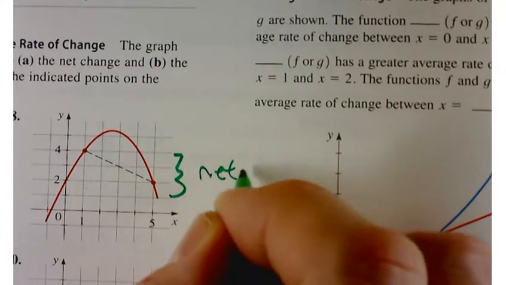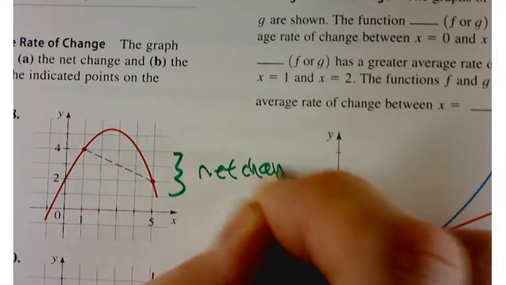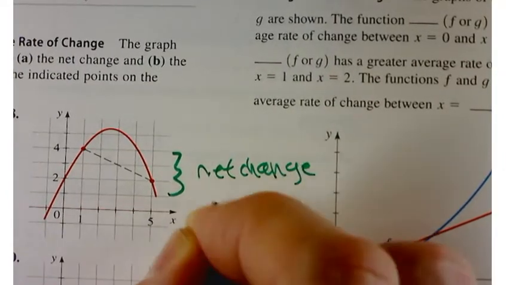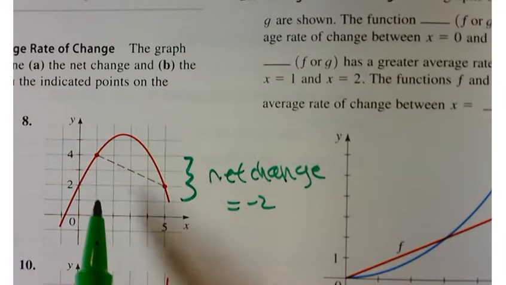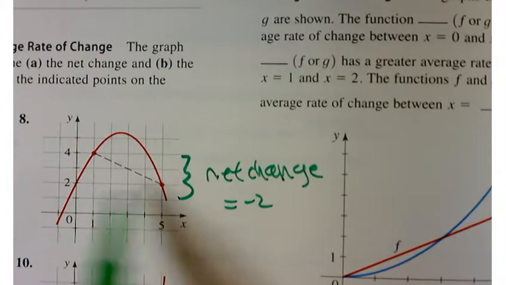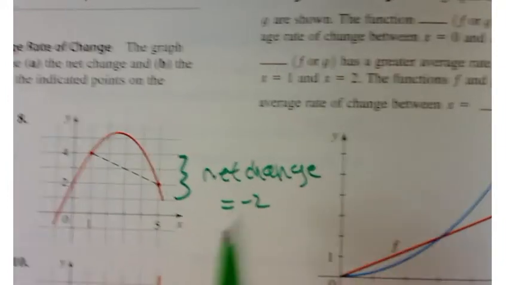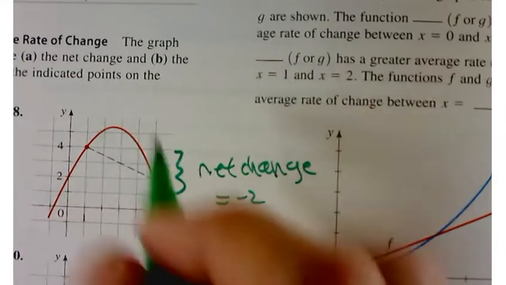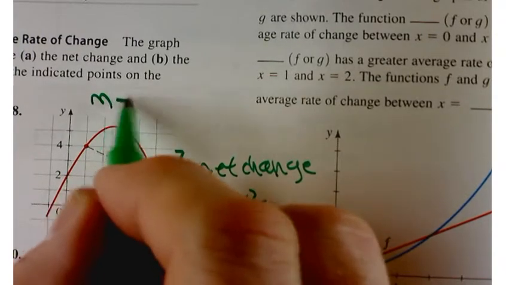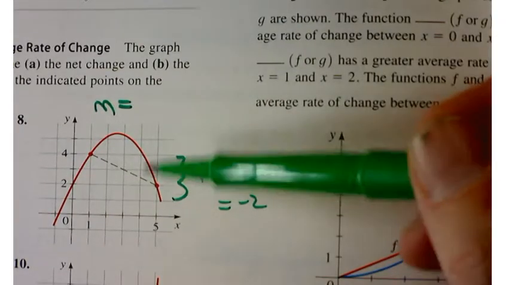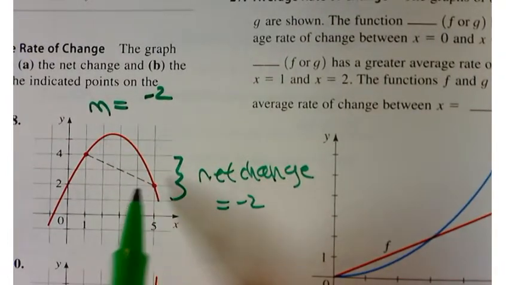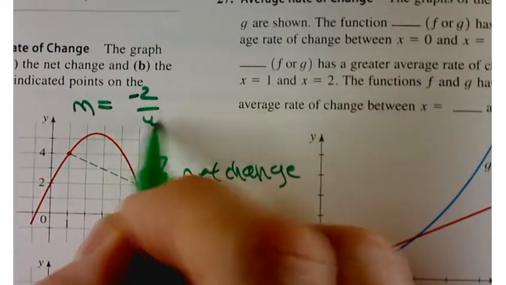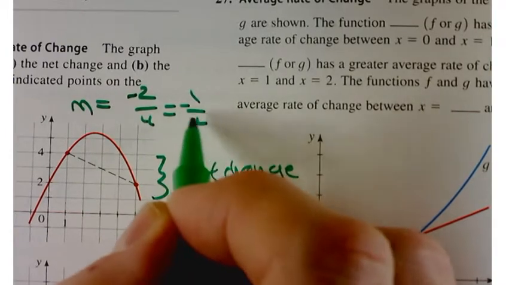Net change. So that's the net change. But if we divide that by the length of this interval, which is 4, then the average rate of change is really just the slope. So the slope is going to be the rise, which is negative 2, over the run, which is 4. So the average rate of change is negative 1/2.